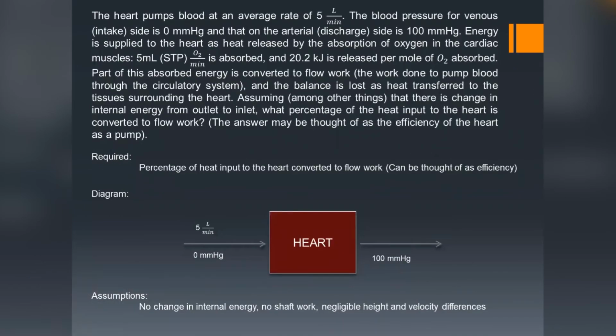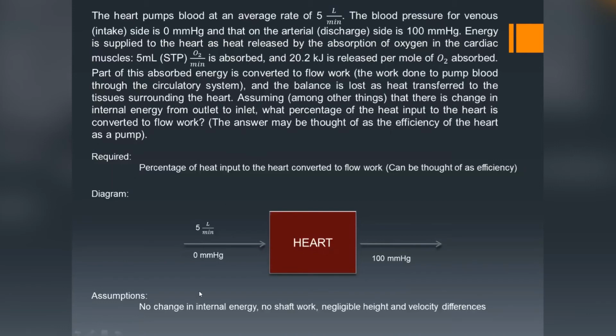For problem number 4, we were asked to solve for the percentage of heat input to the heart converted to flow work. We are given 5 liters per minute as the average rate of the heart pumping blood. The blood pressure for venous side or intake is 0 millimeter mercury, and that on the arterial side or discharge is 100 millimeter mercury. It was mentioned in the problem that energy is supplied to the heart as heat released by the absorption of oxygen in the cardiac muscles. 5 milliliter oxygen gas per minute is absorbed, while 20.2 kilojoules is released per mole of oxygen gas absorbed.